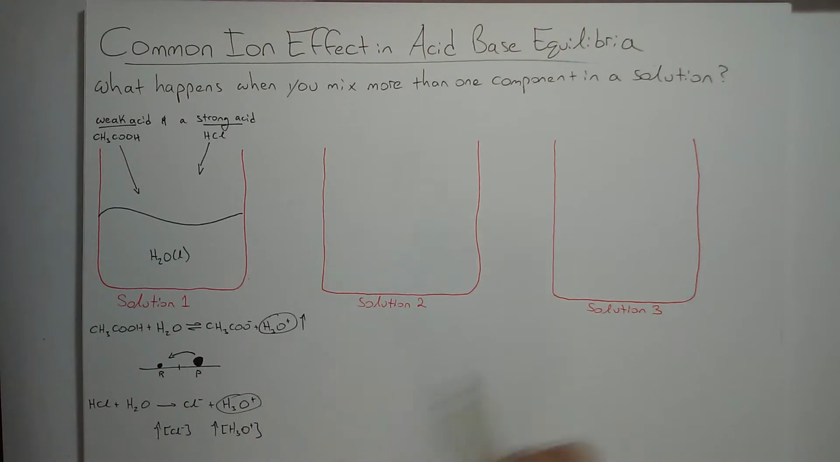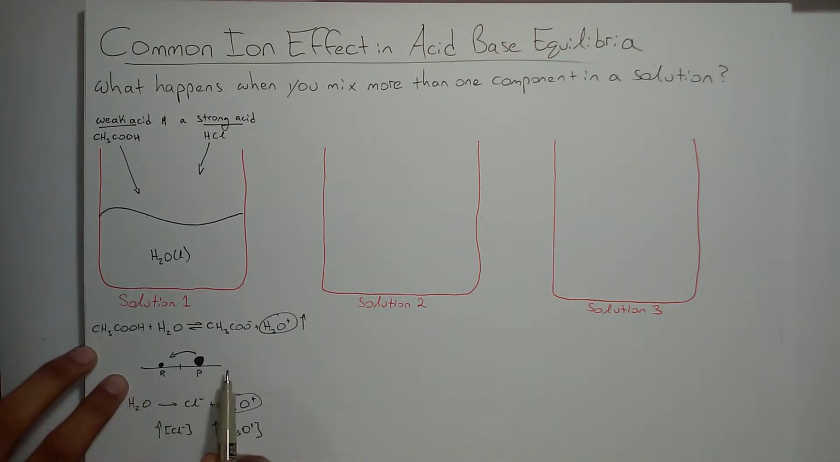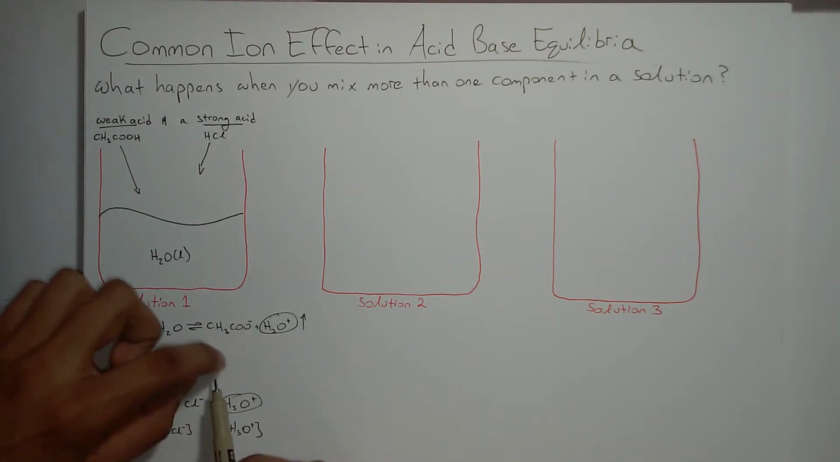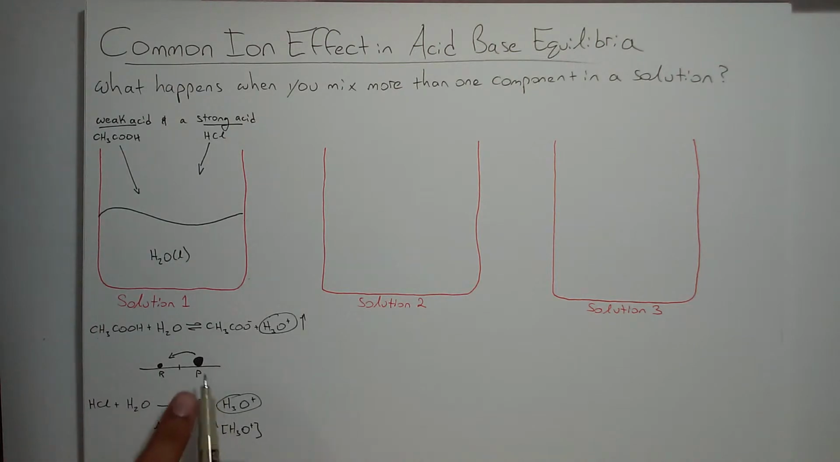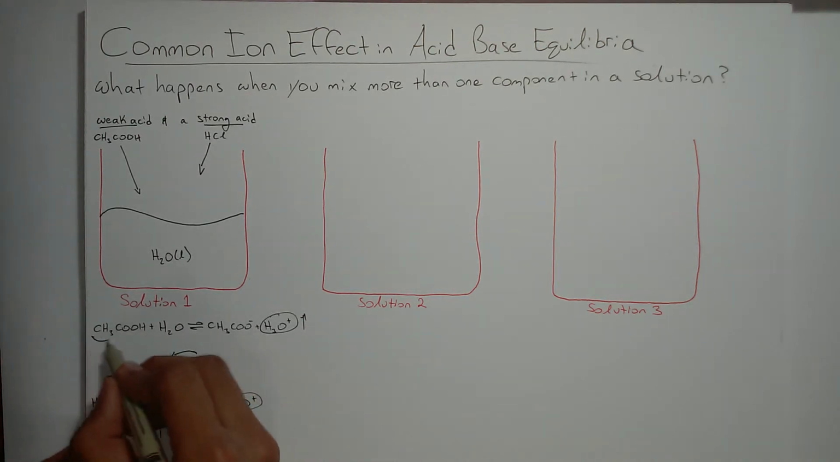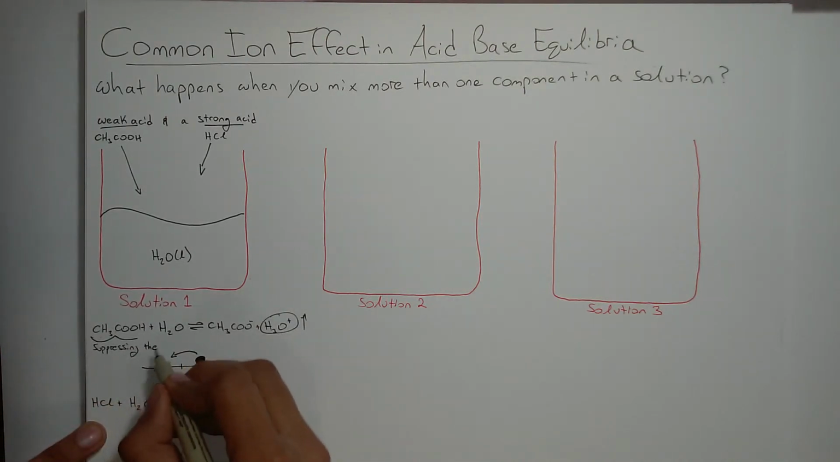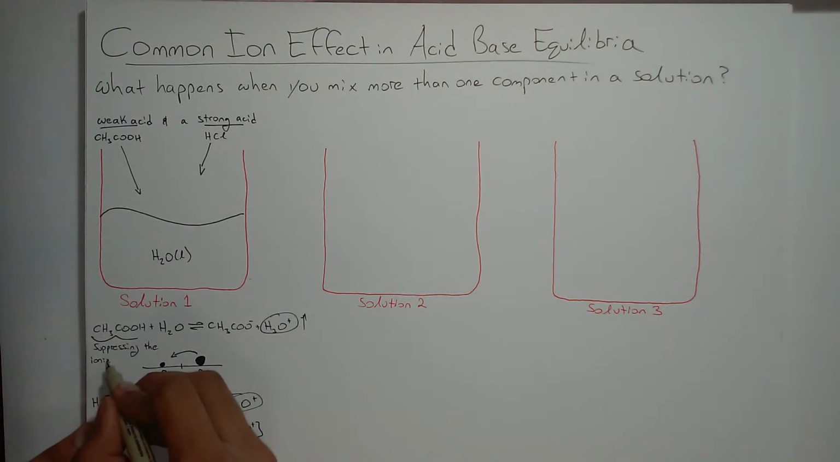And notice, just for those of you who don't see it, what I always do is I always draw out a scale. I increase the amount of products, and the question is, how do I bring this equation back to equilibrium? I take some of the products and I place them on the reactant side. I'm going from right to left. I'm going in the reverse direction. And notice that in this case, I am suppressing the ionization of acetic acid.